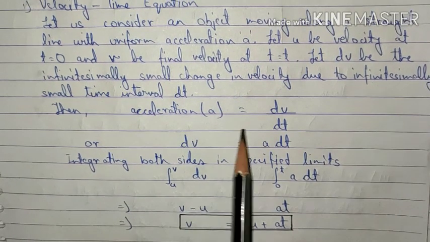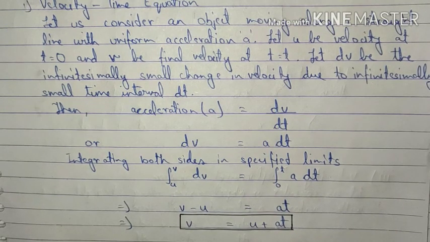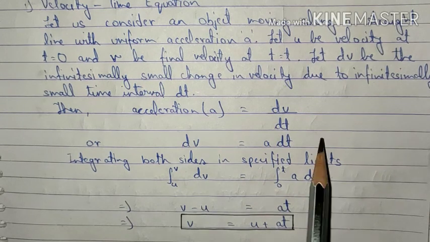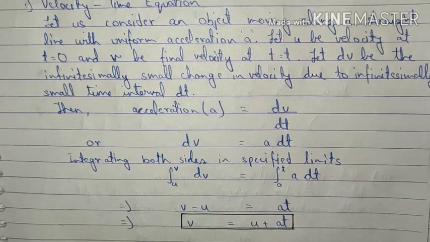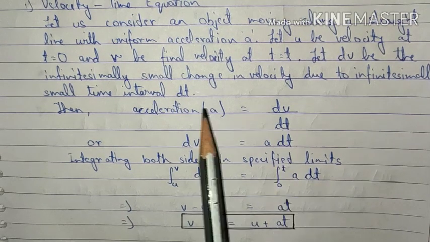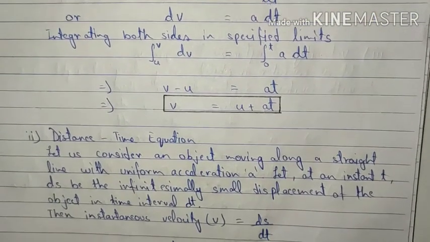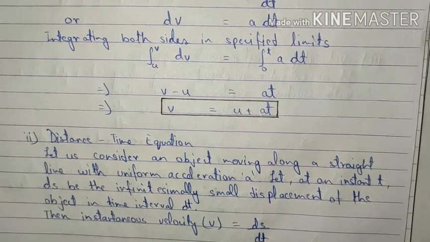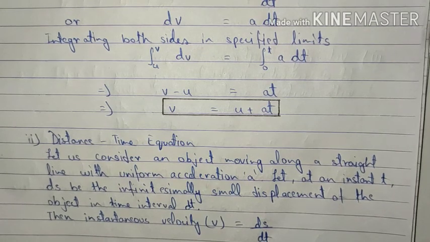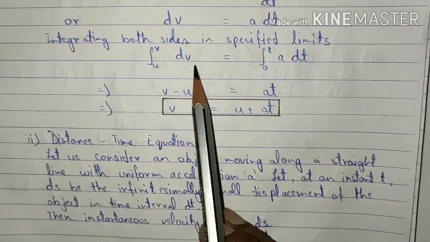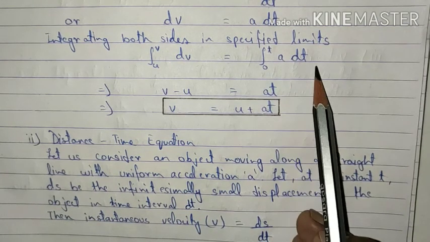So acceleration can be given as dv upon dt. We have already studied about this in previous classes. Now rearranging the terms, it can be written as dv is equal to a dt. That is, we have taken this dt onto the other side of the equal to sign. Now integrating both sides within the specified limits, we can write it as integration of dv from u to v is equal to integration of a dt from 0 to t.